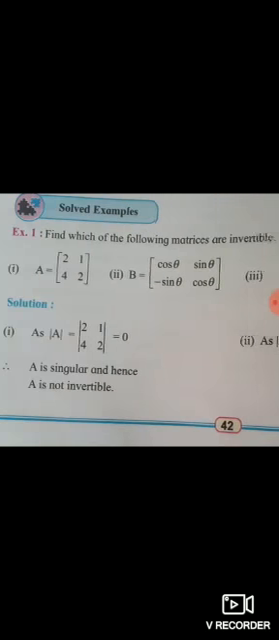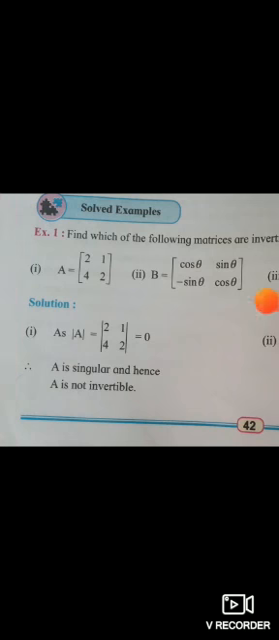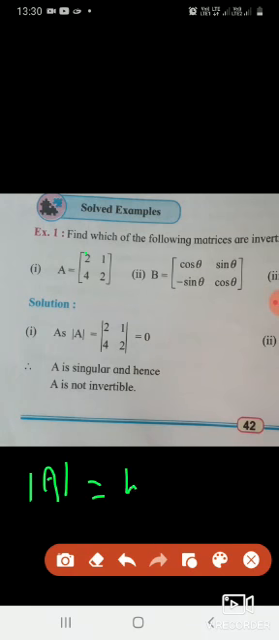Now listen. Find which of the following matrices are invertible. First 2 I have taken. In this, the first matrix is 2, 2, 4, 4. So we find the determinant of A, which is 2 into 4 minus 4 into 2, that is 8 minus 8, equal to 0. It is 0, and 0 means A is a singular matrix. Singular matrix means the inverse does not exist. That is, A is not invertible. You have to write that A is not invertible.